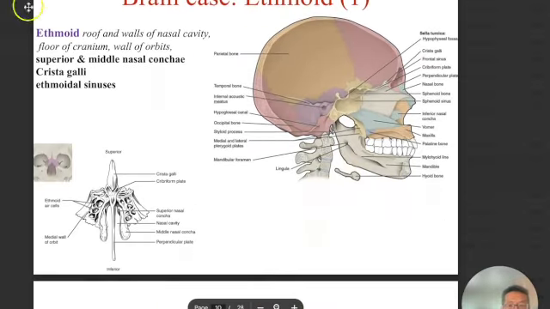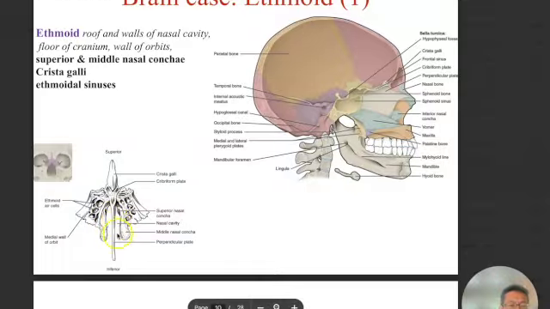Here we have something called the ethmoid bone. This whole thing is the ethmoid bone. If you look at this picture right there. Remember, I told you there's a superior and middle nasal concha, which are these things that when air goes in, it circulates it and moisturizes it. So there's inferior, middle, and superior concha. Here's the middle one, and here's the superior one.